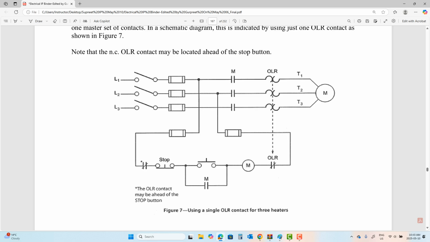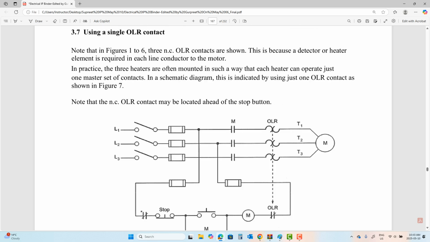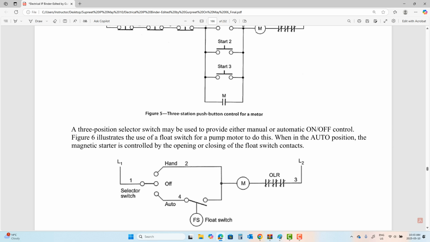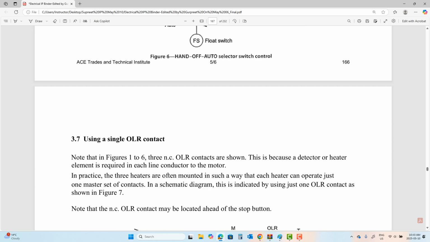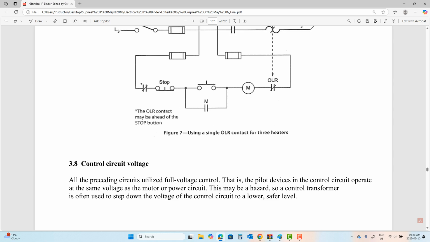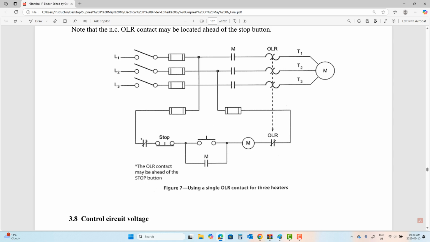Do you guys see this note? The OLR can be anywhere. So far, in all the schematics I taught you, OLRs are always after the M coil. What he's saying is the job of an OLR is to open in the event of heat. They can be anywhere on this path. That is question number 5 in the exam.